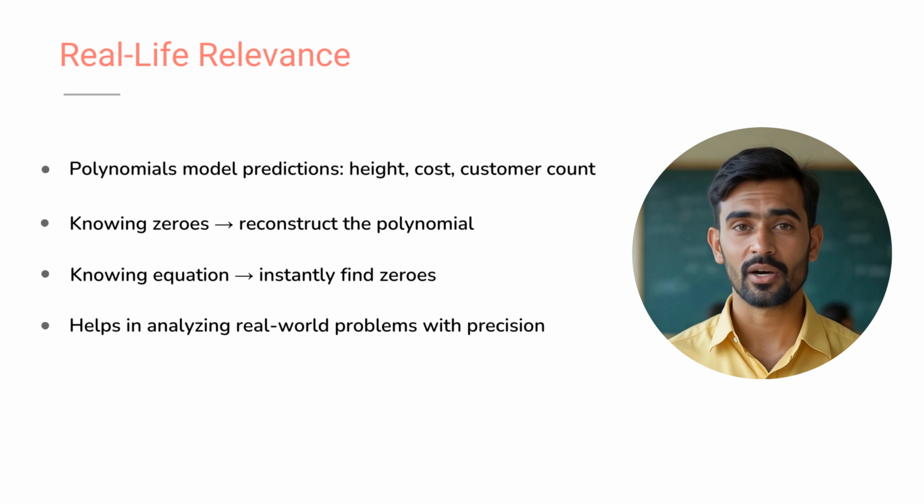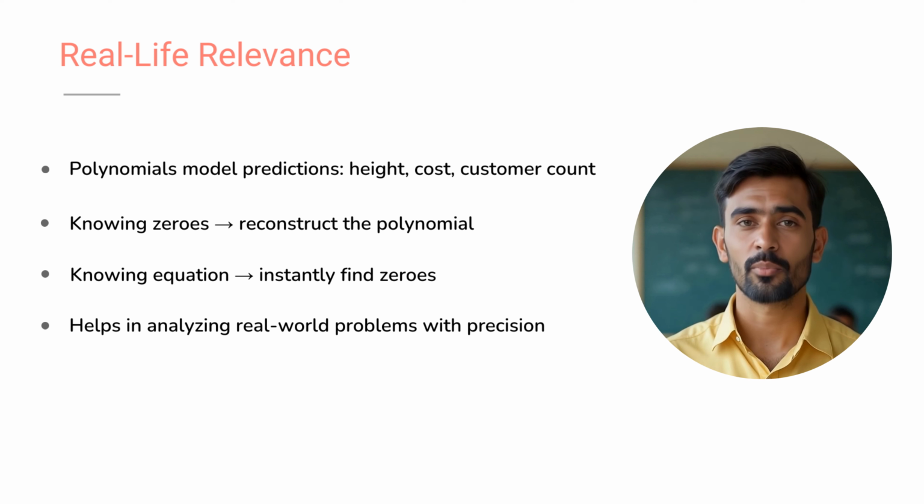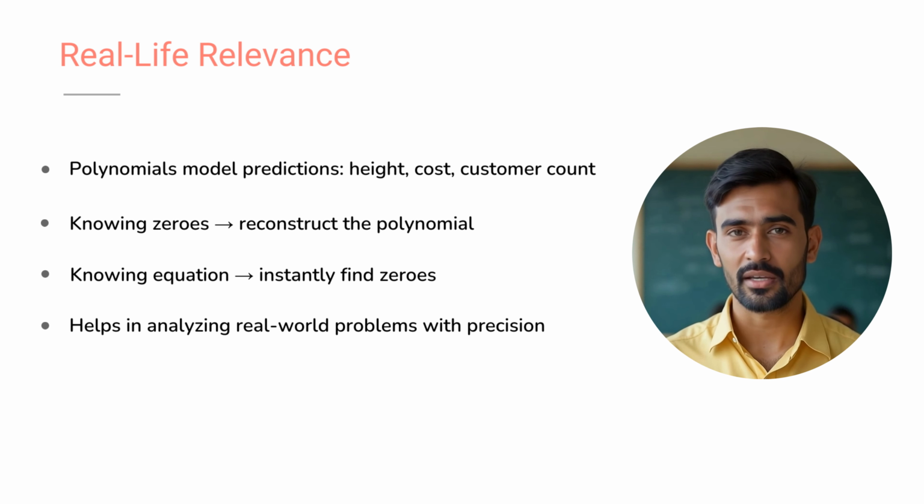Why does this matter? In real life, quadratic polynomials are used to predict outcomes like the height of a rocket, the cost of production, or even the number of customers in a store. If you know the zeros, you can build the entire equation. And if you know the equation, you can find the zeros instantly using this relationship. It's like understanding both the problem and its solution just from a few numbers.